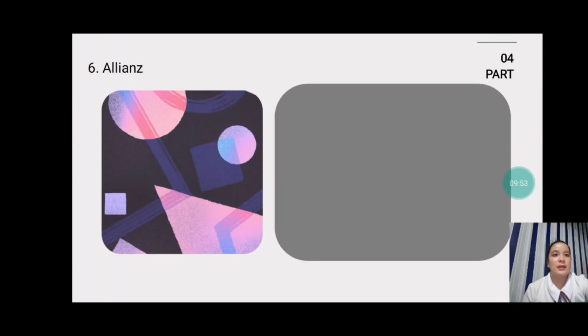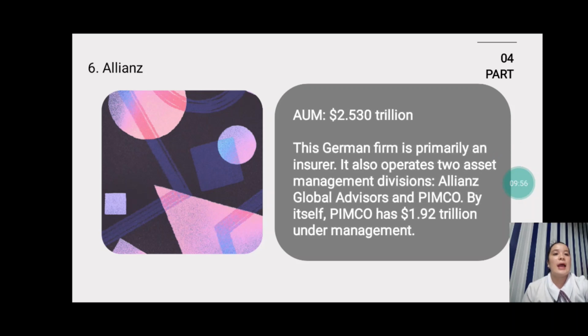Next is Allianz. Allianz has $2.530 trillion. This German firm is primarily an insurer. It also operates 2 asset management divisions, Allianz Global Advisors and PIMCO. By itself, PIMCO has $1.92 trillion under management.